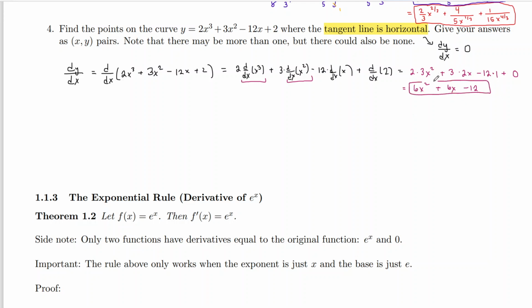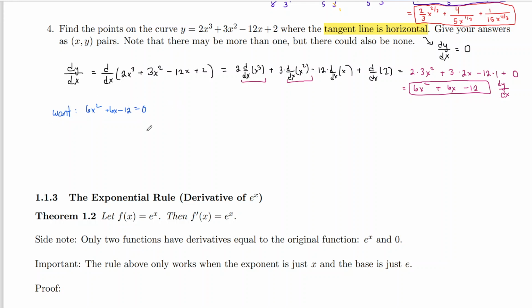Right? Now, that's not what we're asked for in this problem, but it was a necessary step. It was necessary to get the derivative. Now, what do we want? We want to figure out when the derivative, our equation here, equals 0. So what we should do is take 6x squared plus 6x minus 12 and set it equal to 0.